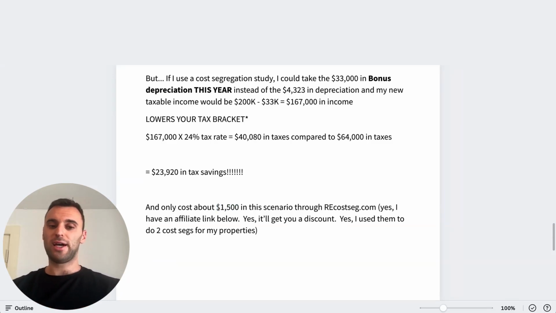But I essentially paid them in this scenario that's made up $1,500 to get me what would be a $23,000 cost savings, which is unreal. And that is one of the many benefits of being a real estate investor.